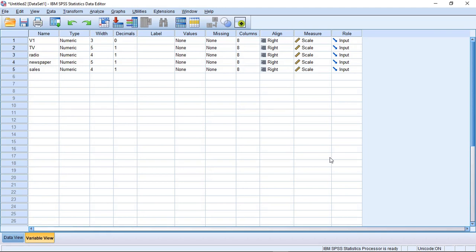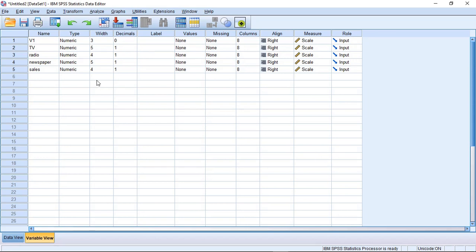We are going to look at a question on marketing related variables and come up with a multiple linear regression on a marketing mix model. So we take this opportunity to do a practical on IBM SPSS.